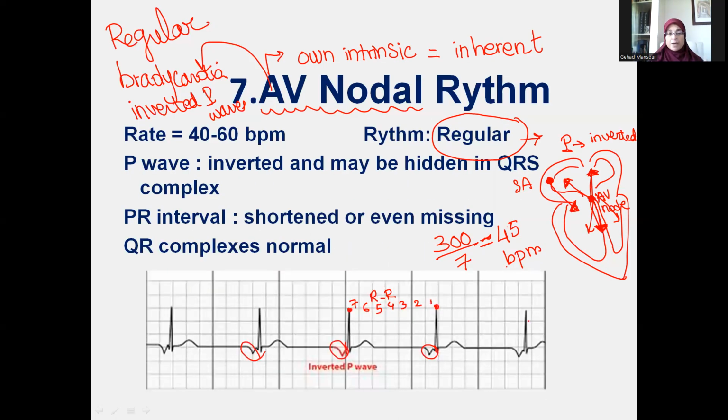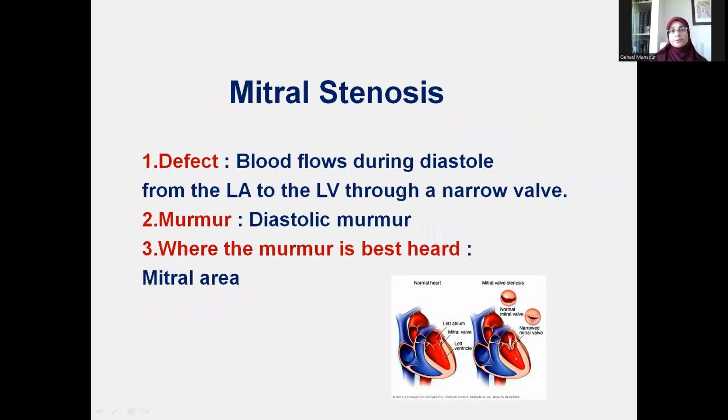By having finished the AV nodal rhythm, we would have finished the arrhythmias, but I forgot to tell you that the PR interval is most of the time missing, because the PR interval is the time needed for the electrical impulse to move from the atria to the ventricles. But here we don't have this time period because the AV node is sending impulses to the atria and to the ventricles almost at the same time, with a very short interval in between them. So the PR interval is very shortened or even absent.